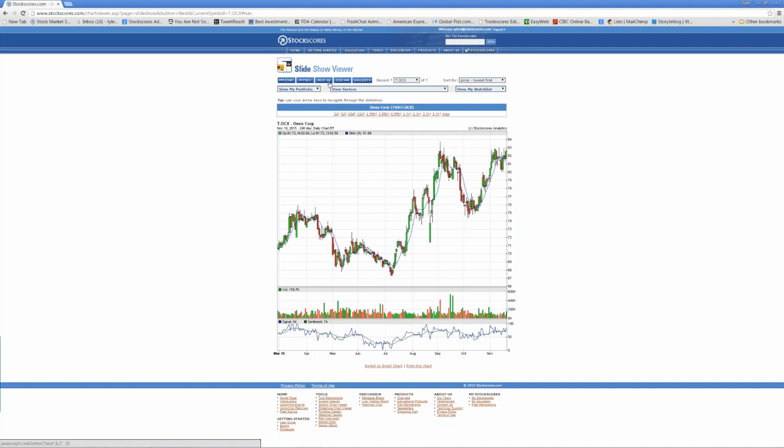Okay, this one has some potential. This is Onyx. It's building what's called a cup and handle. I'd like to see this handle part of the pattern form for a little bit longer, and if it can then break out through 83, it'll be pretty good.